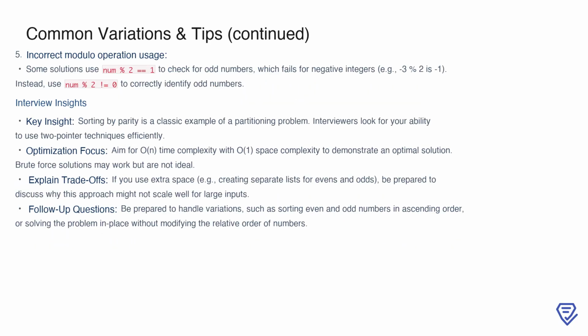Another common mistake to note is using the wrong modulo operation for checking odd numbers. For instance, number % 2 == 1 works for positive integers but fails for negative numbers because -3 % 2 evaluates to -1. A more reliable condition is number % 2 != 0, which correctly identifies odd numbers regardless of their sign.